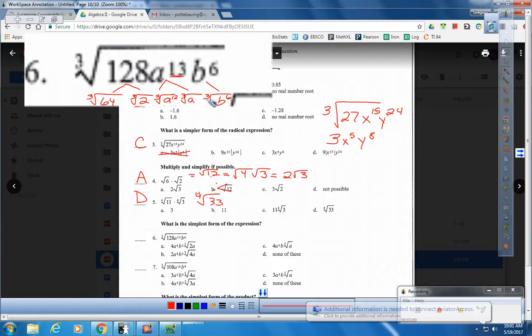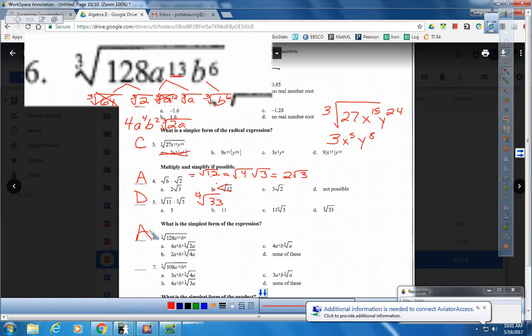Okay, the cubed root of 64 is 4, so that's 4. The cubed root of a to the 12th is a to the 4th. Now I skipped 2 because I don't know that, so that's going to have to stay under the cubed root. And then the cubed root of b to the 6th, that's b to the 2nd. And then we're left with the cubed root of 2a. So for number 6, it's 4a to the 4th, b to the 2nd, times the cubed root of 2a. That is A.